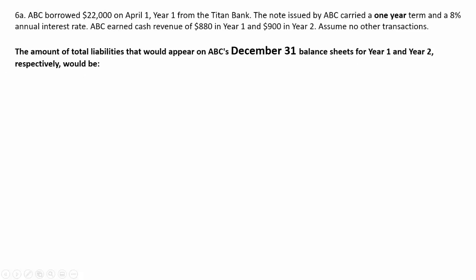So let me repeat that. The question wants to know the amount of total liabilities that would appear on the ABC December 31st balance sheet for year 1 and year 2. Well, let's get out our accounting equation, and let's record on 4/1 the company borrowed this $22,000, so cash goes up $22,000, liabilities go up $22,000, and that's because we issued a note.